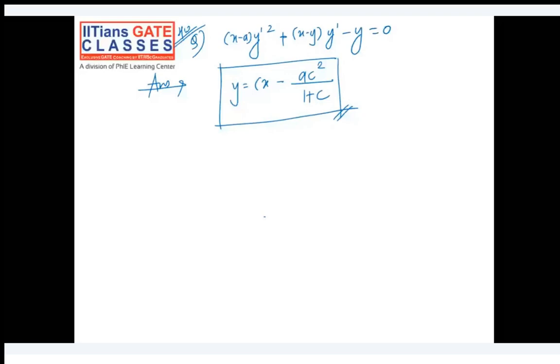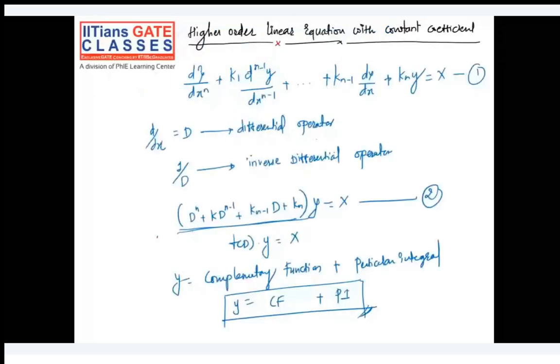So write down the heading: higher order linear equation. Still we are focusing on linear equations. Linear in the sense the order will be higher, but they are still linear, meaning the dependent variable, the degree will be 1. The derivatives and the dependent variable will have degree 1 and they will not be in multiplication.